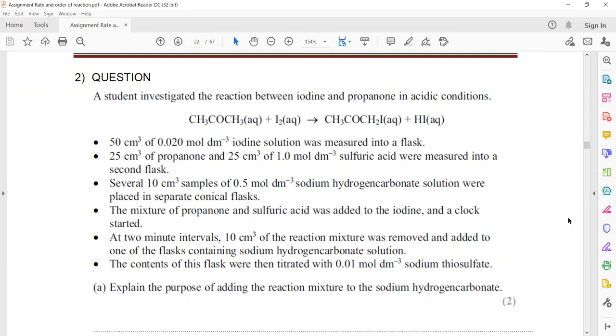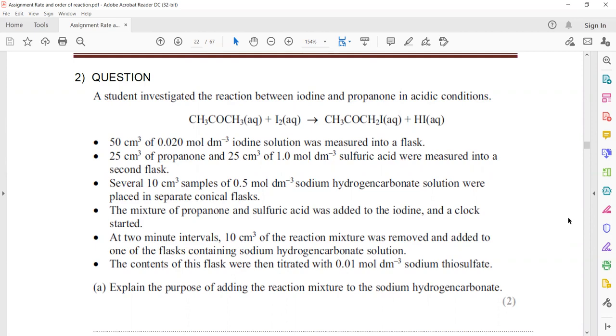After 2 minutes interval, 10 cm cube of sample is removed. Like we take out the sample and transfer to a container which is having a sodium hydrogen carbonate that is used as a quenching agent. The content of this flask is then titrated with sodium thiosulfate.